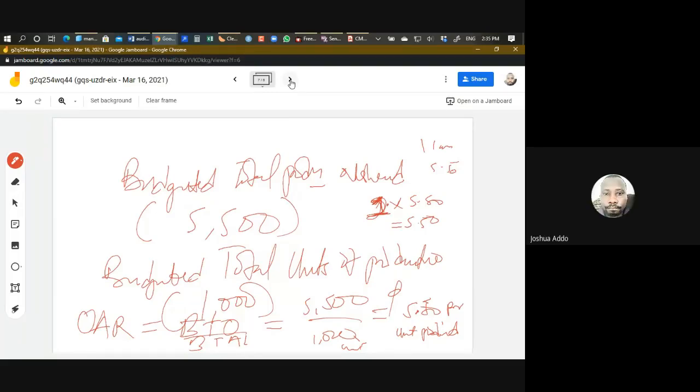The budget total units of production. Total units of production, okay. Yes, sir. They gave it per month, and I'm asking, what if they give it per year? If they give it per year, you see, in this question the focus was on a monthly budget. So we are calculating everything on a monthly basis. They are all monthly statistics.